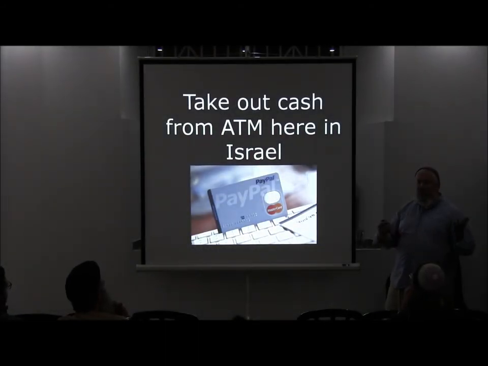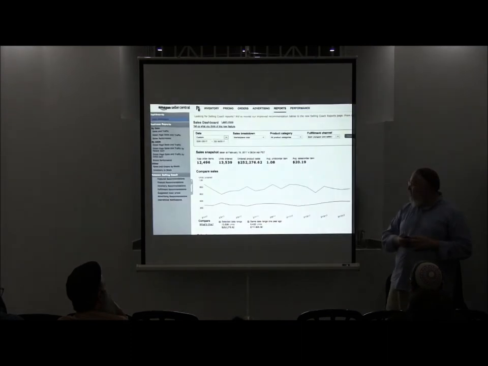Okay, so you wonder, now you have all this money, how do you get it? So I have a PayPal card, and I go to the ATM right here, and I take out the cash. So that's how this whole thing works. Make the money online, take it out in cash. That's how I pay for the hall here, for example. Pay for the food, all through the online sales.